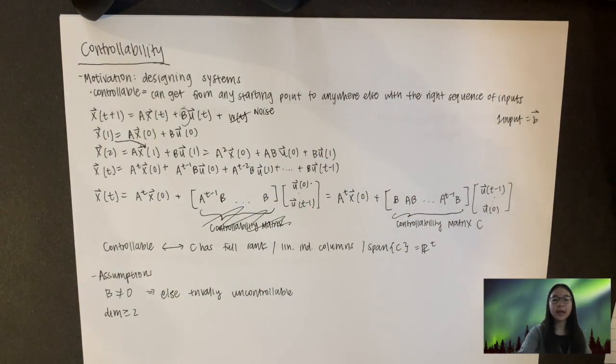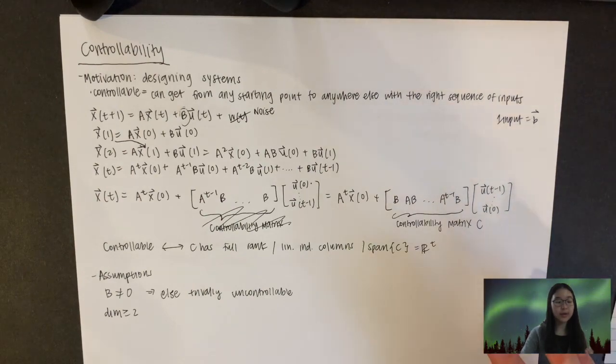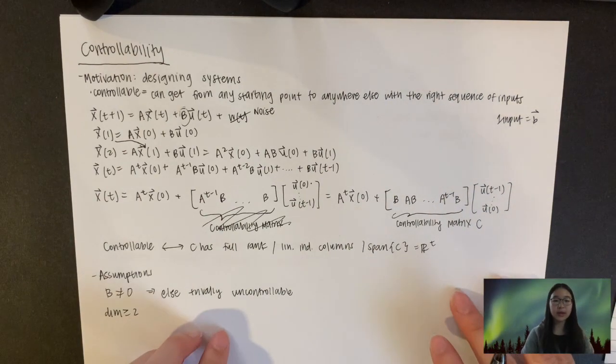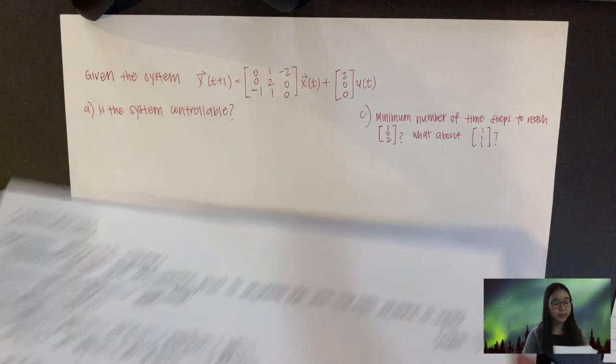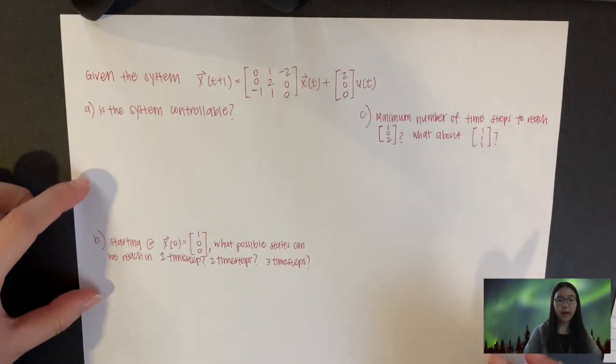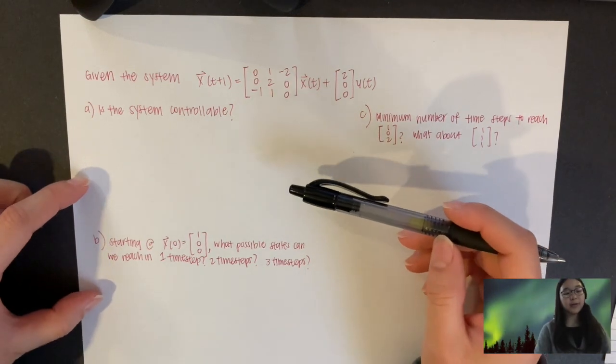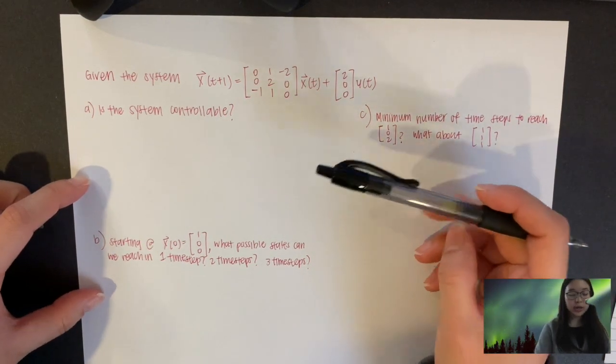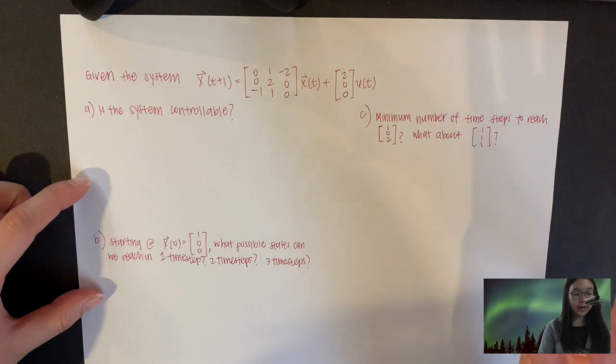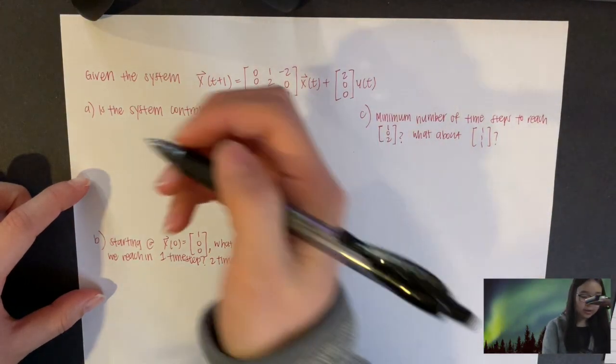Okay, so now we're going to dive into an example to iron in these concepts and see how they would show up in problem form. So here we have the system. And the first thing we want to do is figure out whether it's controllable or not.